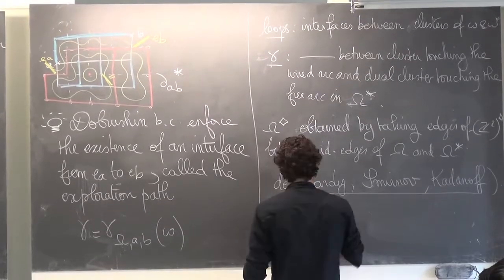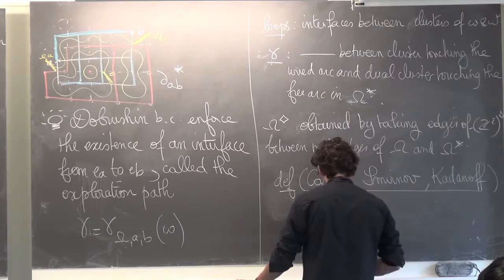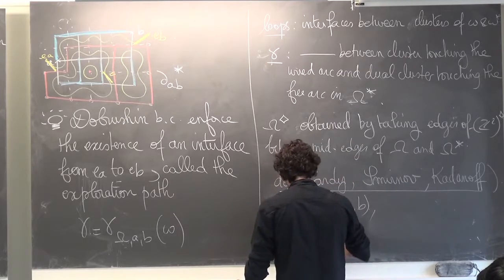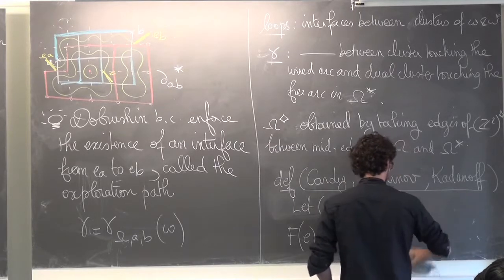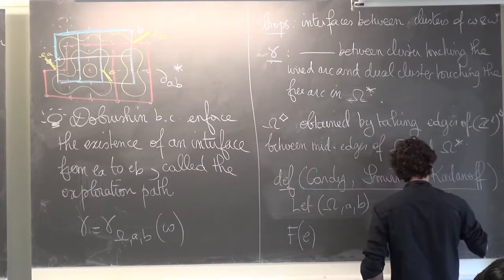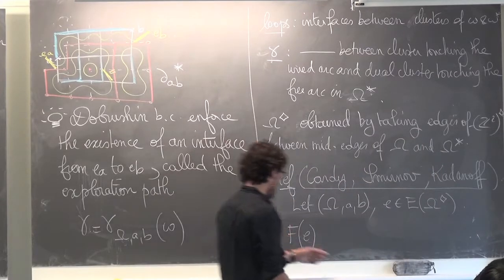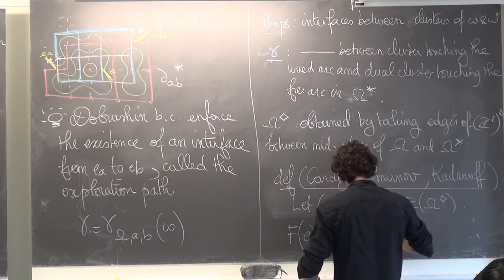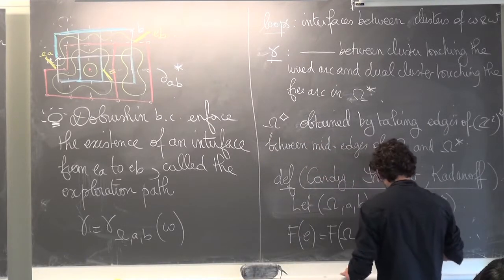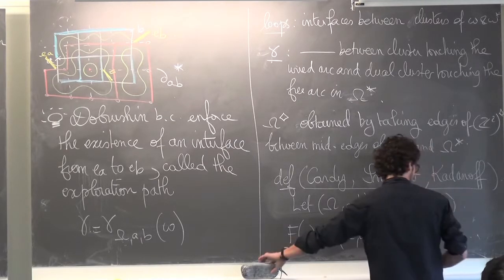So the definition is the following. You give yourself a domain, and the observable at a mid-edge E, an edge of the medial lattice, of the medial graph. The observable at an edge is going to be something that depends on omega A, B, P, Q, and the edge E.